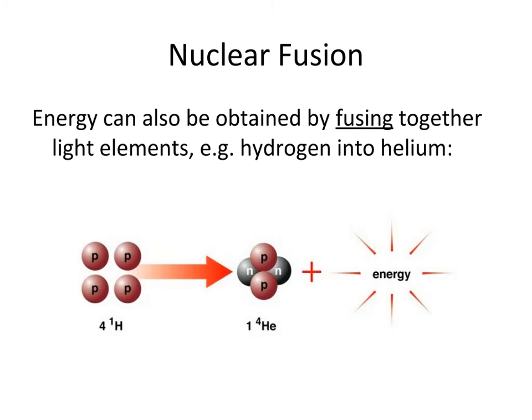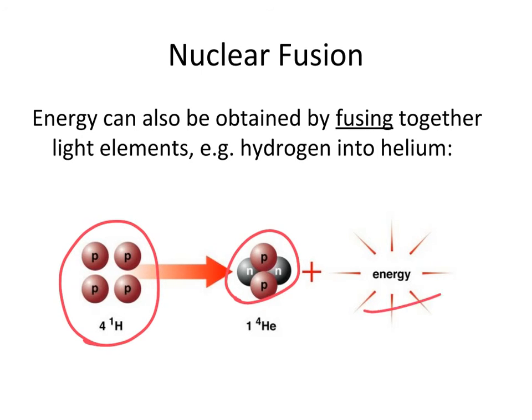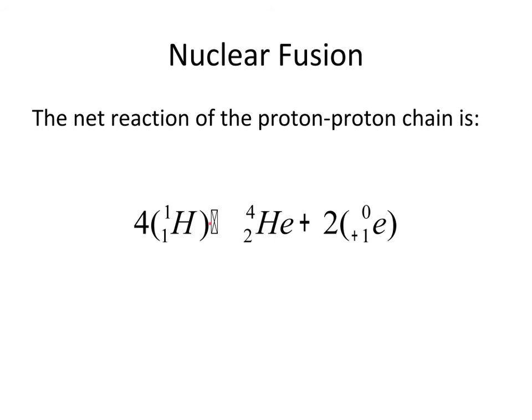With nuclear fusion, we could also obtain energy by fusing together light elements like hydrogen or helium. With fission, we used heavy elements like uranium or plutonium. If we take the lighter elements and we fuse them together, for example, 4 hydrogen nuclei fused into 1 helium nucleus, some energy is also produced. So that would look like this. We also get a couple of positrons produced. Positron because we know that that's positive.